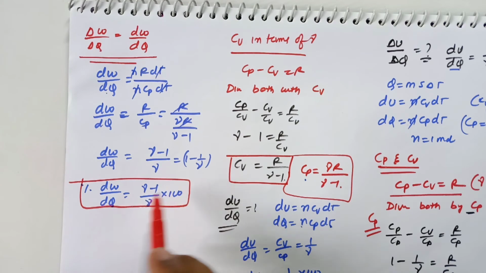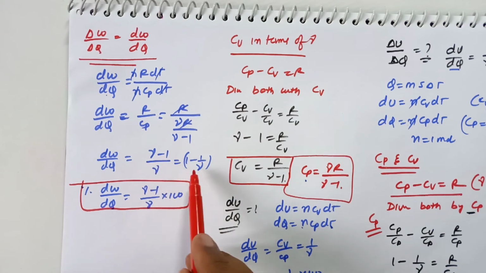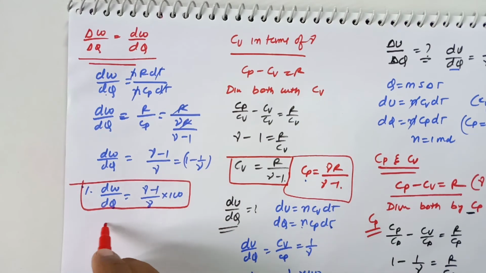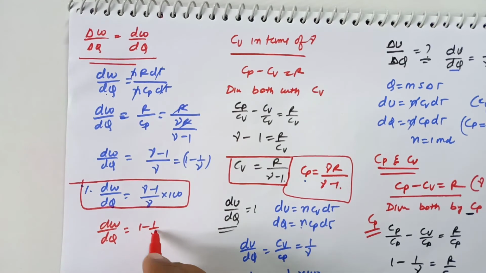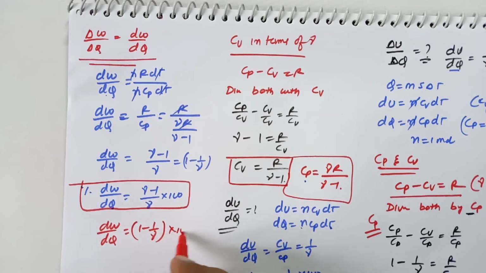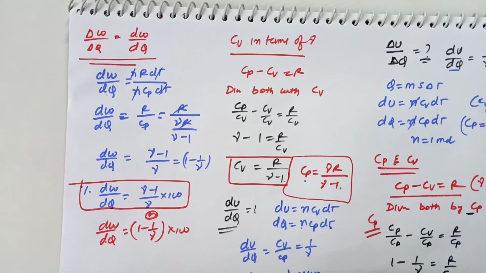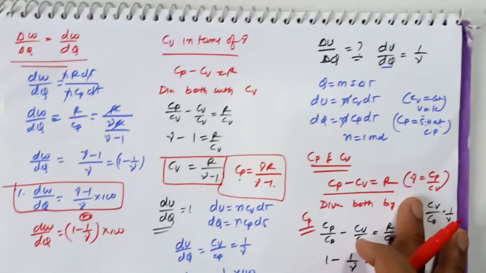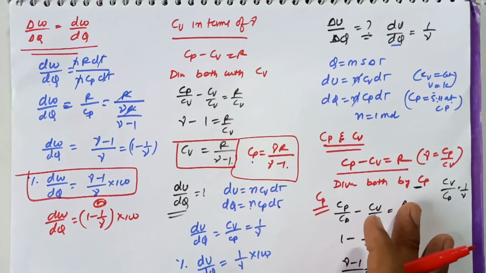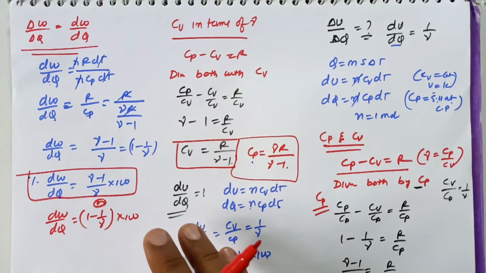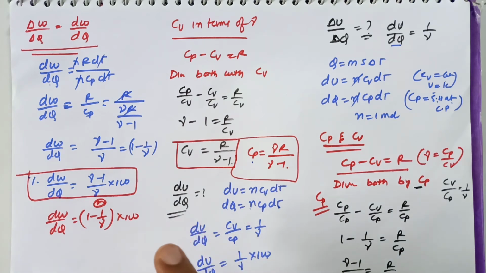Now, I can take gamma minus 1 by gamma or 1 by 1 minus gamma. So you can take dw by dq is equal to 1 minus 1 by gamma into 100. Also you can write, you can take this formula or this form, doesn't matter here. So once you know the complete derivation, that means you have completed thermodynamics basics, and you have completed the basics of kinetic theory of gases also.